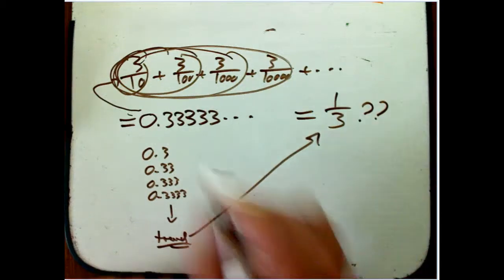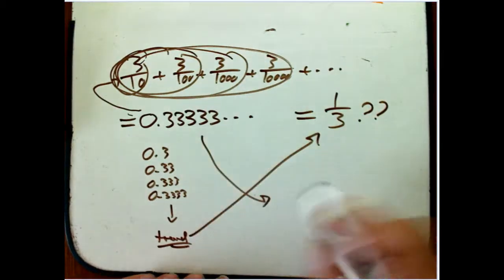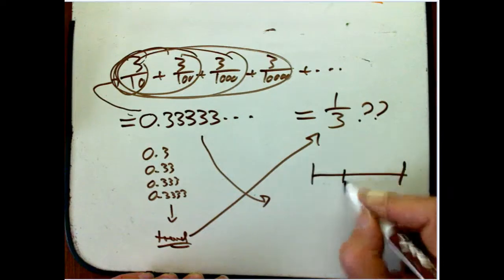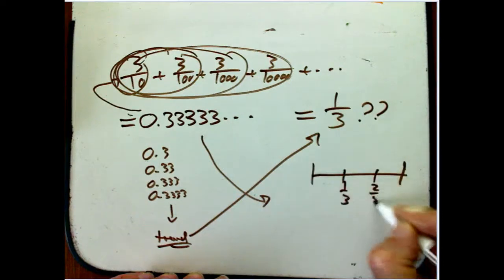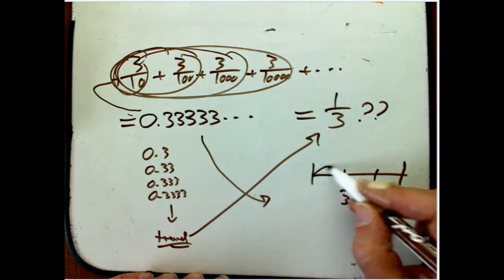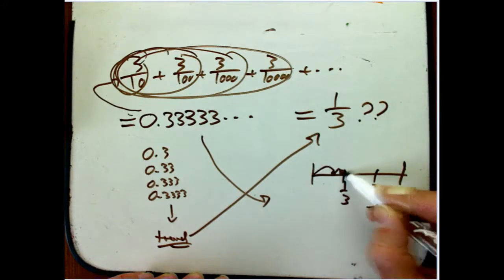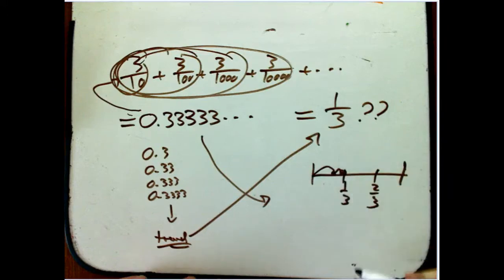Okay. Let's see if this accords with our usual formula. Oh, and let's look at the picture. Here's 1/3. Here's 2/3. 0.3 is a bit shy of 1/3. And 0.33 like this, 0.333. So hopefully it's plausible that it's really getting close to 1/3.